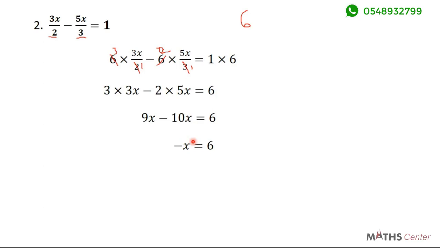Remember, the question told us to find x, solve for x, not solve for minus x. So in order to find x, we divide both sides by minus 1, because the number attached to x here is 1. So we divide both sides by minus 1, and here the negative will cancel negative. X divided by 1 is 1. 6 divided by minus 1 is minus 6. Hope that is clear. We move on to the next example.